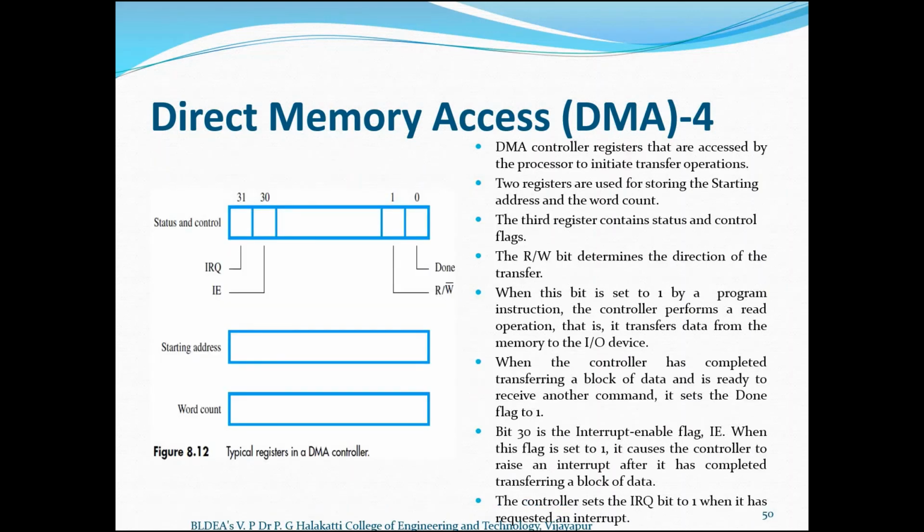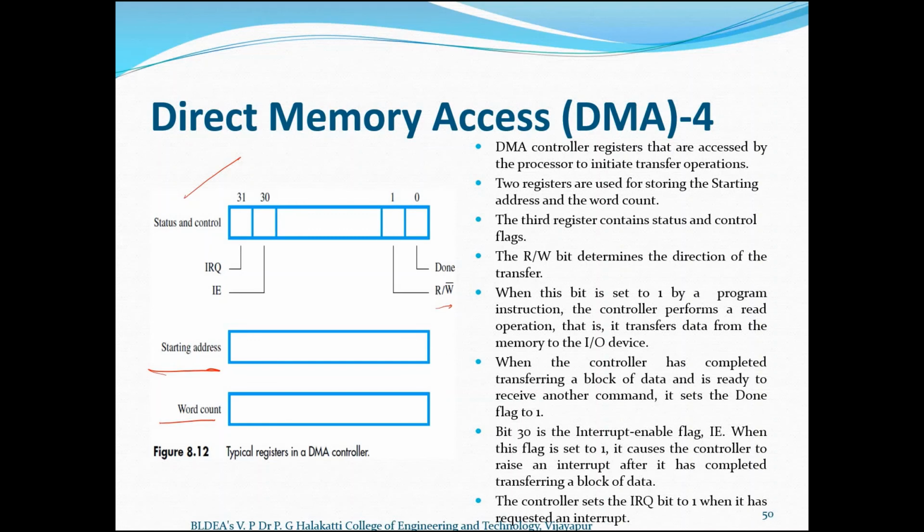Now this figure shows the DMA controller registers that are accessed by the processor to initiate transfer operations. Two registers are used for storing the starting address and the word count. The third register contains status and control flags. The read-write bit, that is the R/W bar bit, determines the direction of the transfer, whether it is a read operation or a write operation.